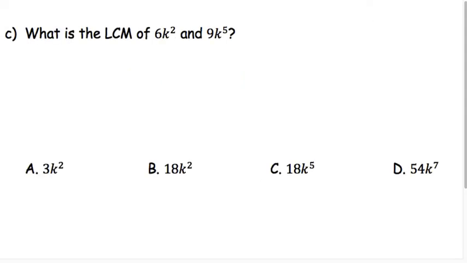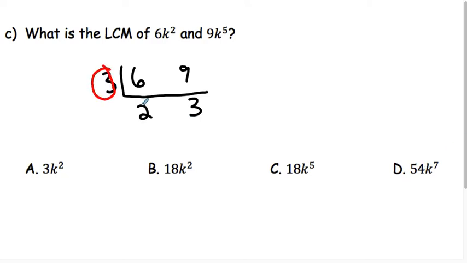Next, now we're going to throw in some variables. Same process for the numbers though. I'm looking at 6 and 9. I want to know what number can I divide out of both of them evenly, and that is a 3. 6 divided by 3 is 2. 9 divided by 3 is 3. Now I'm left with a 2 and a 3. Nothing I can take out there other than a 1, so I'm finished with that step.